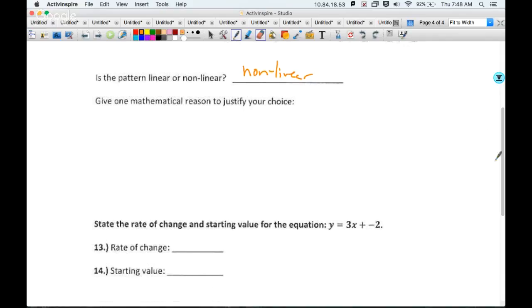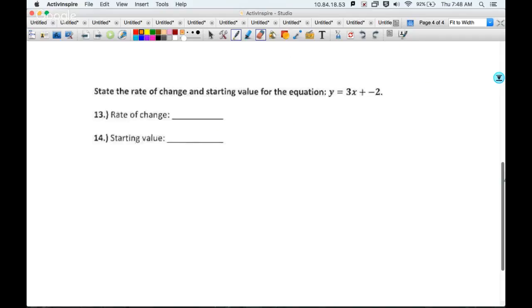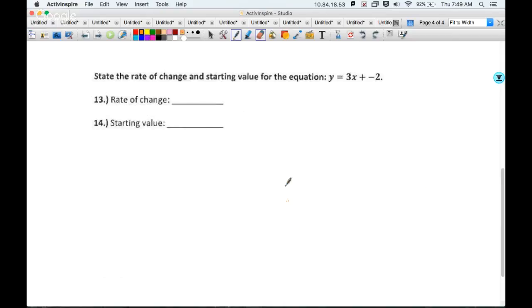Give one mathematical reason to justify your choice. It's not a constant rate of change. State the rate of change and starting value for this equation. Rate of change is 3, starting value -2.